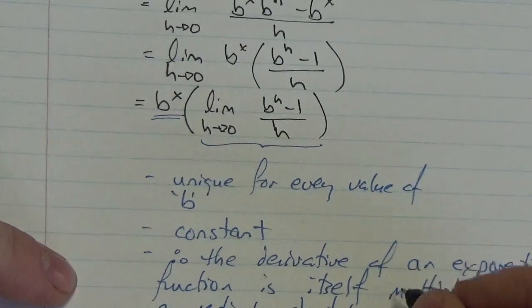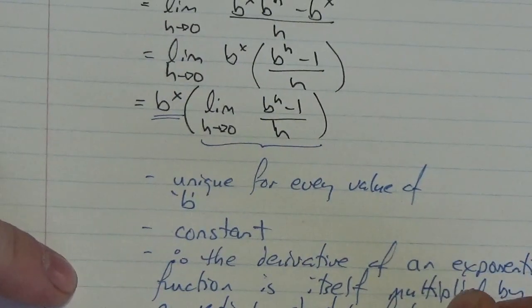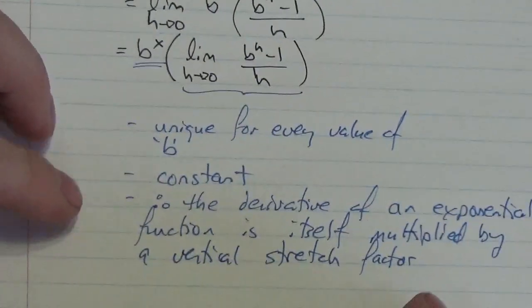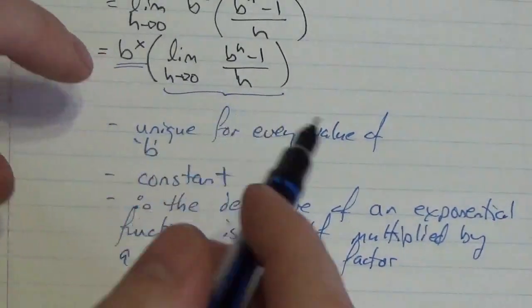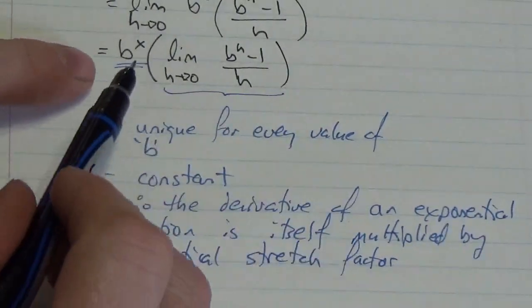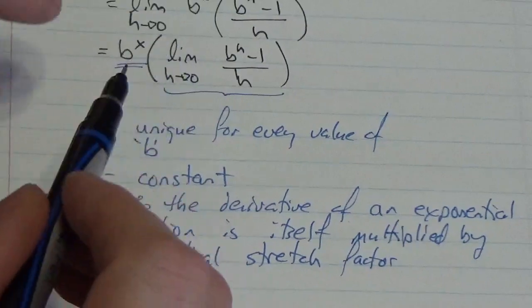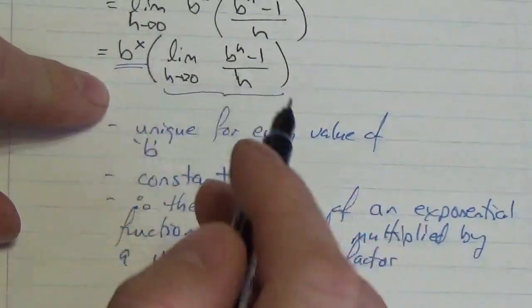Oh, my handwriting's getting worse. I'm trying to go faster here. It's being multiplied by, whoa, you can't even see that. It's being multiplied by a vertical stretch factor. This is so cool. The derivative of an exponential function is itself multiplied by some sort of vertical stretch factor.